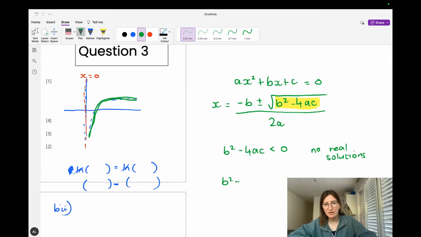If my b squared minus 4ac, whatever is in here, is equal to 0, well, then I just get root 0, which is 0. So the positive and negative 0 just mean that you get one solution. So then we just have one real solution, or one distinct solution. If b squared minus 4ac, and this is the case we see more often, is more than 0, we're going to get our positive value and our negative value. So we're going to have two real solutions.